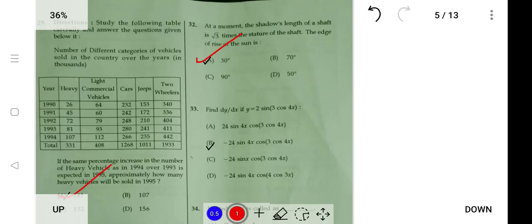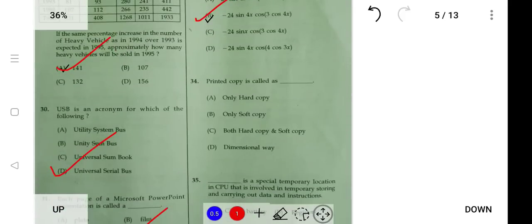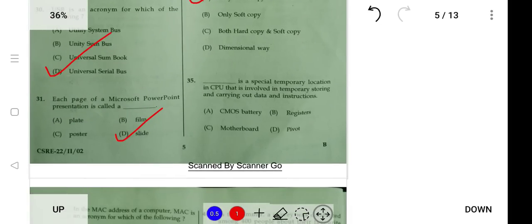Next, find dy by dx if y is equal to 2, so the answer is minus 24 sin 4x cos 3 cos 4x. The printed copy is called hard copy. Next, dash is a special temporary location in CPU involved in temporarily storing and carrying out data and instructions, so it is register.